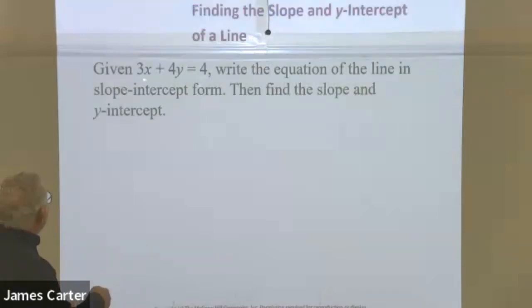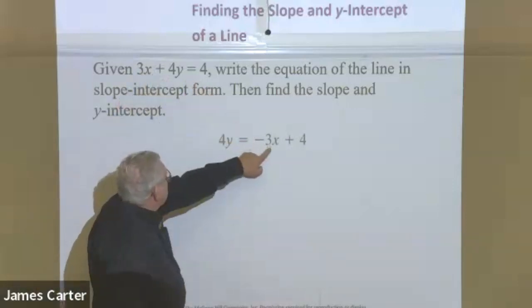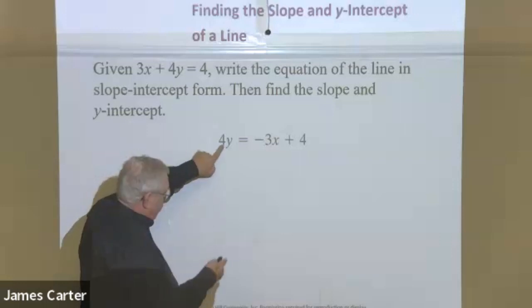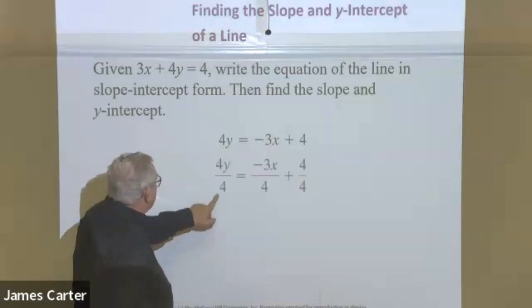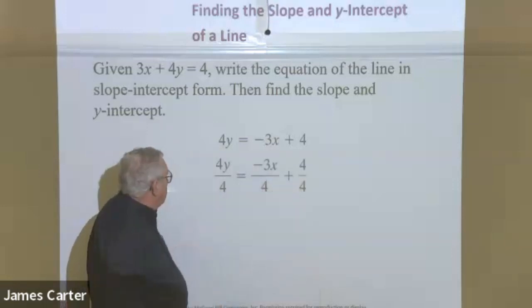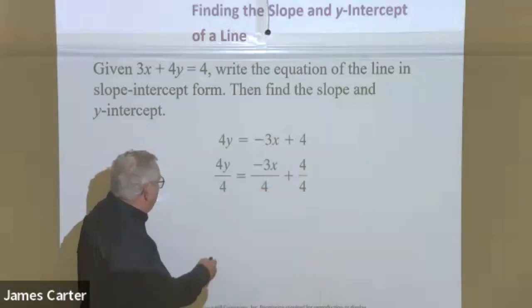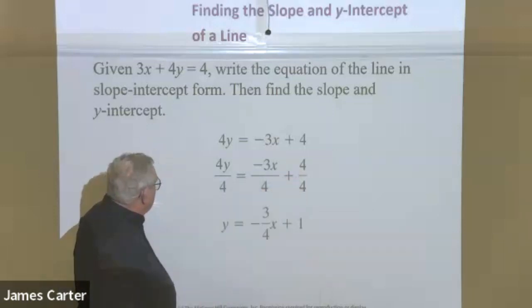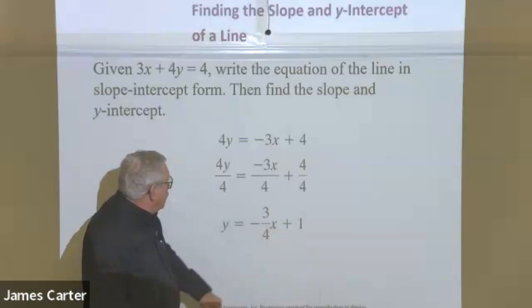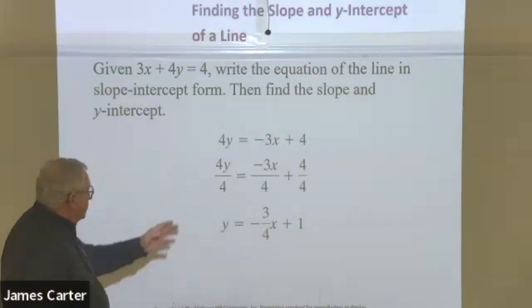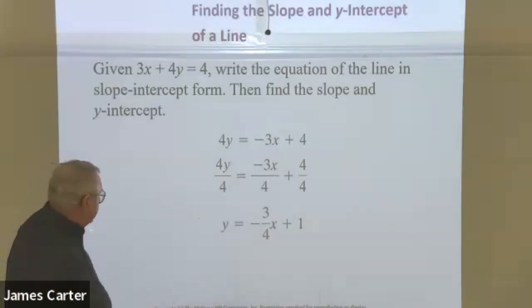Now, this equation, what we need to do is convert it to slope-intercept form, y = mx + b. So what do we do? We take this 3x to the other side. Now we're going to divide both sides, every term, by 4. Well, that would simplify. So you end up with y = -3/4 x + 1. Now let's talk about this line.